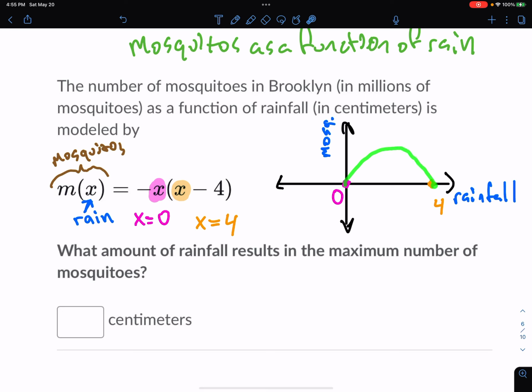When we're looking for the maximum, we're trying to figure out what's exactly in the middle of those 2. It's always going to be right in the middle. So we're thinking, 0, 4 is 4 away from 0. Half of that would be 2. Something that's 2 away from 0 and 2 away from 4 happens to be 2. 2 is right in the middle. So we'll plug that right here.